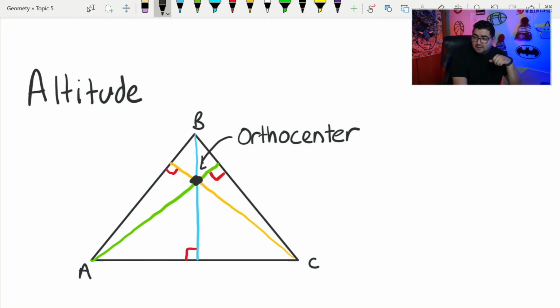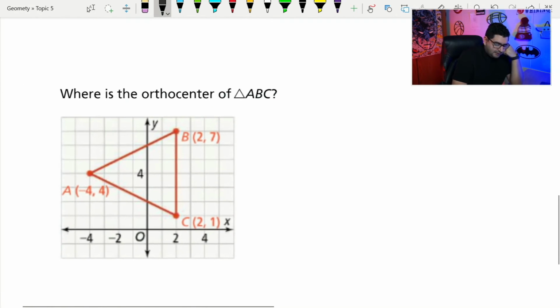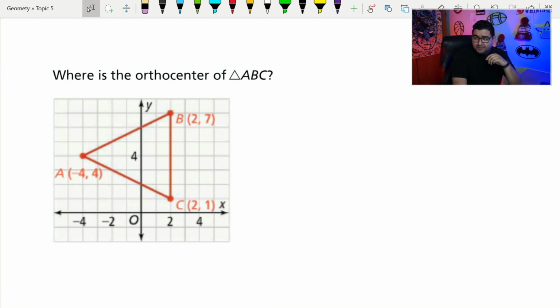All right. So now let's look at a problem that asks us to find this orthocenter. A lot of times the questions in geometry will be about asking us which point is the orthocenter. So let's look at a problem where we actually have to construct an orthocenter. This question asks, where is the orthocenter of triangle ABC?